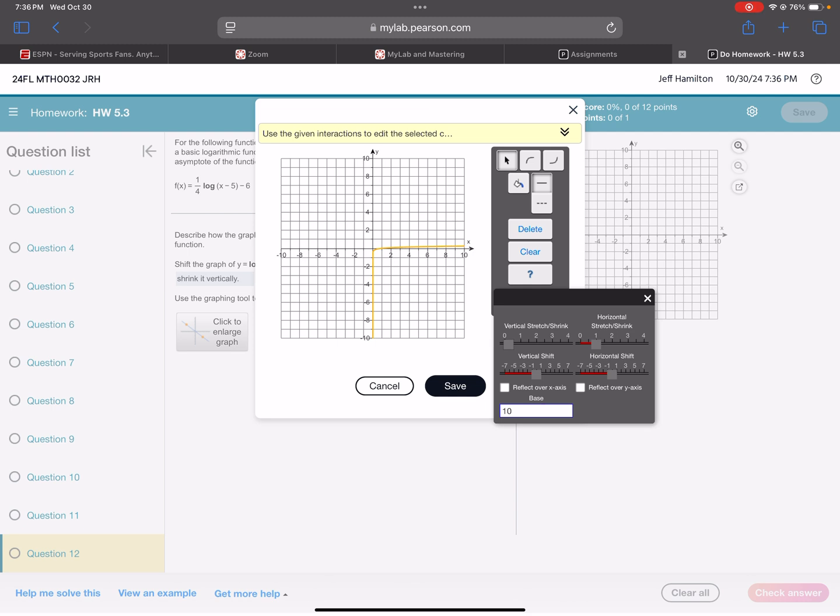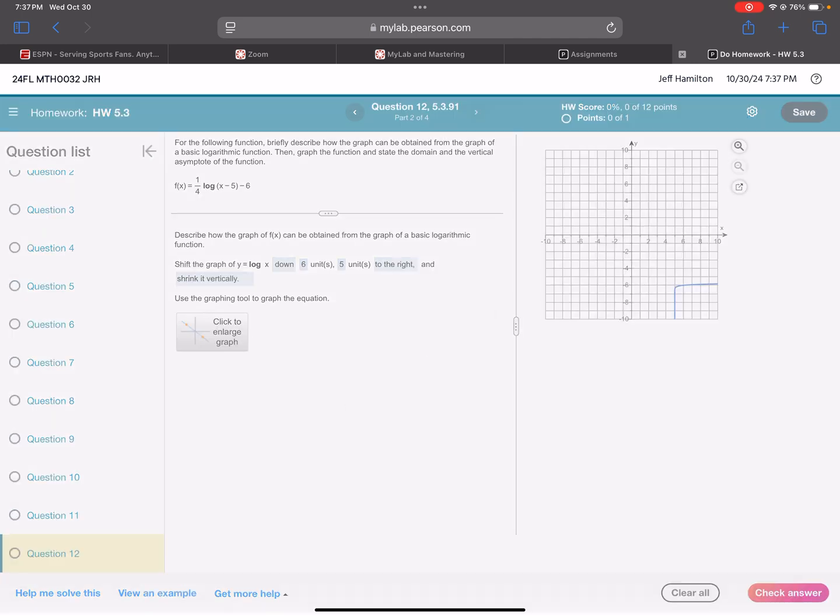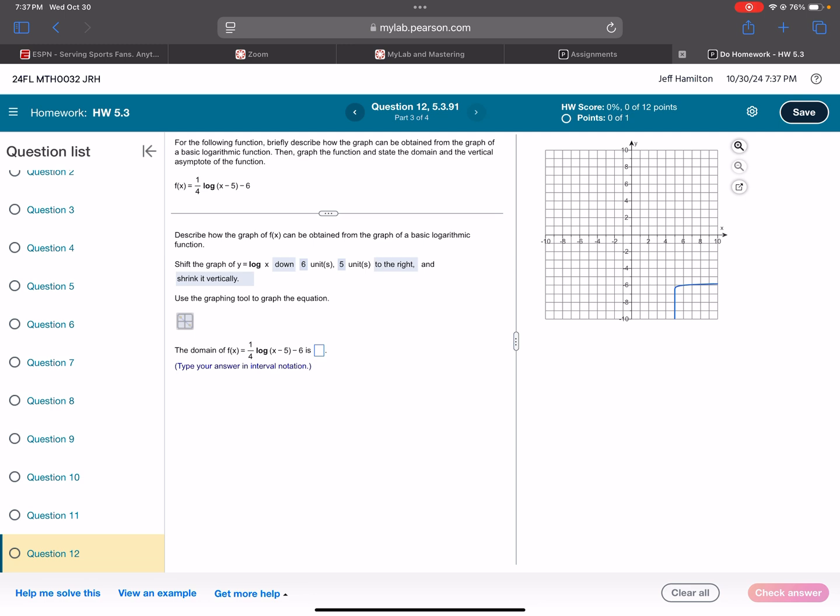And then I have a vertical shift of down 6, so I have to move this down 6. And then lastly, I have a horizontal shift of right 5. The base is 10. There's no base indicated, so we assume it to be 10. I think we're good there. Okay, let's hit save and check to see if we're right. Excellent.